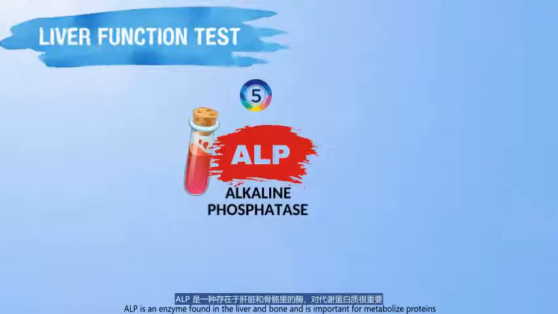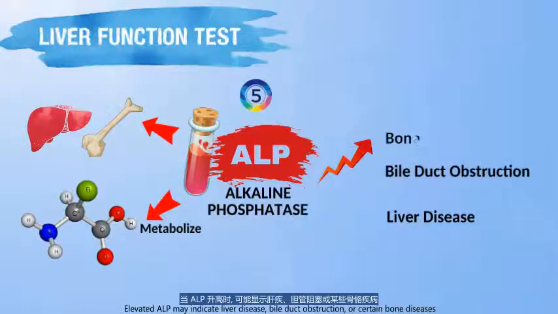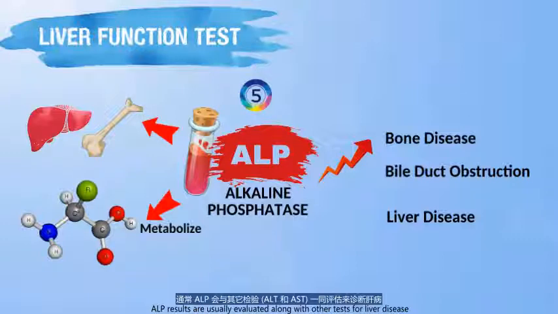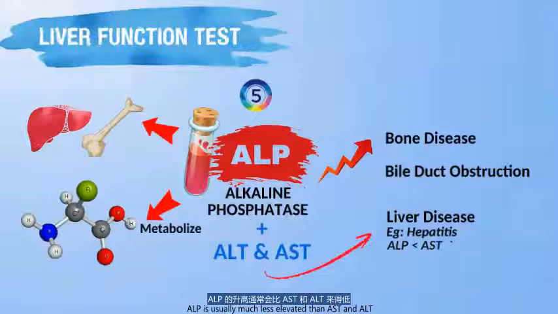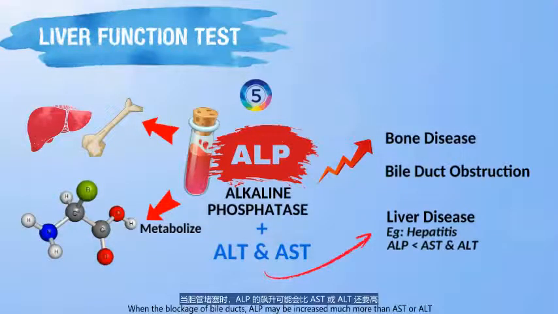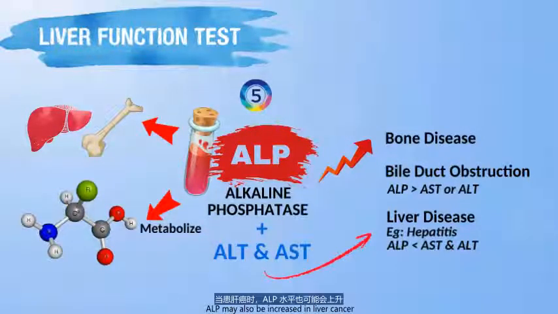Alkaline phosphatase, ALP. ALP is an enzyme found in the liver and bone and is important for metabolizing proteins. Elevated ALP may indicate liver disease, bile duct obstruction, or certain bone diseases. ALP results are usually evaluated along with other tests for liver disease. In some forms of liver disease, such as hepatitis, ALP is usually much less elevated than AST and ALT. When there is a blockage of bile ducts, ALP may be increased much more than AST or ALT. ALP may also be increased in liver cancer.